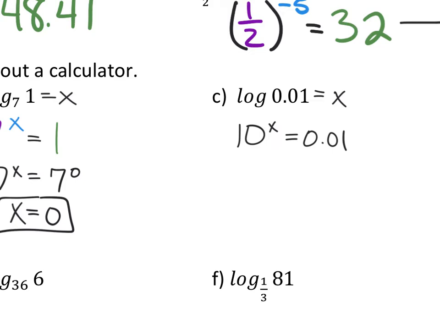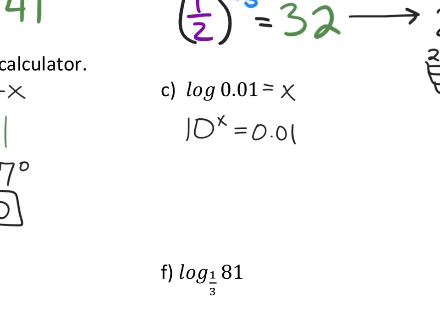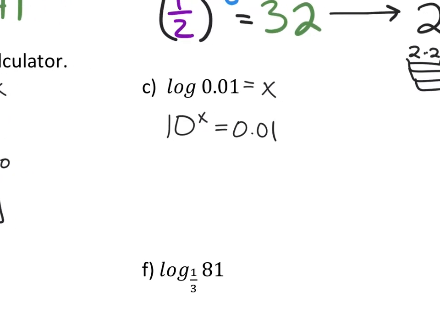So we have to do some creative thinking here. Before you get your calculators out, how do you write 0.01 as a fraction? 1 over 100. Do you notice now that they can have kind of similar bases? Because can't I make 100 out of 10? This would be like saying 10 to the x is equal to 1 over 10 squared, right? Because 10 squared is 100.